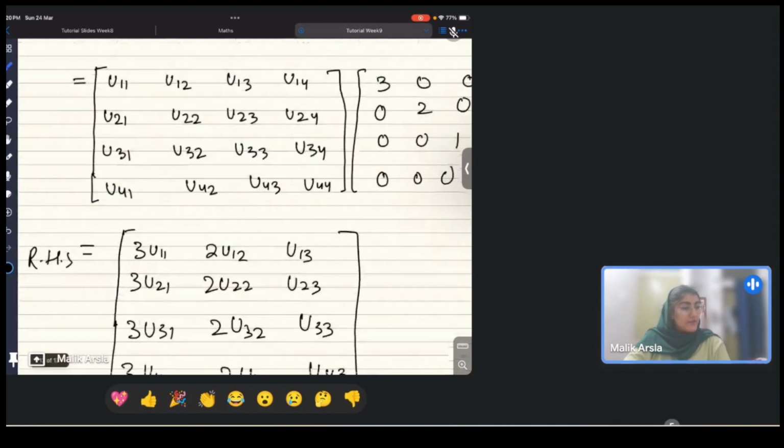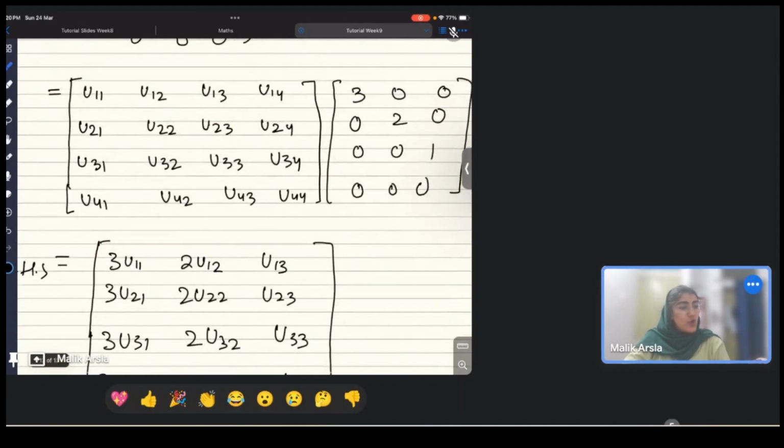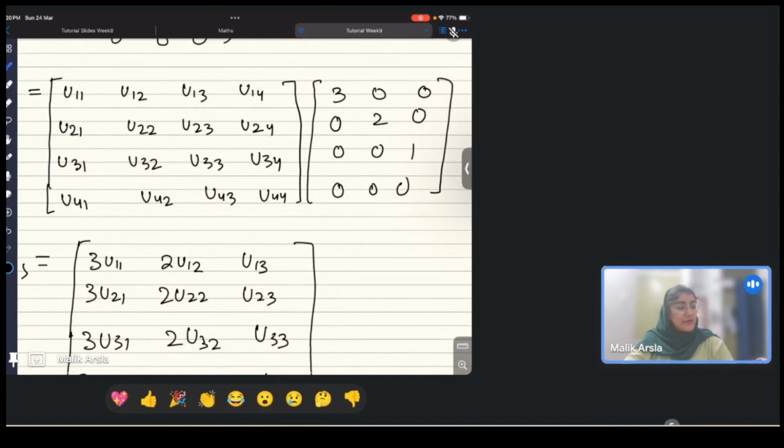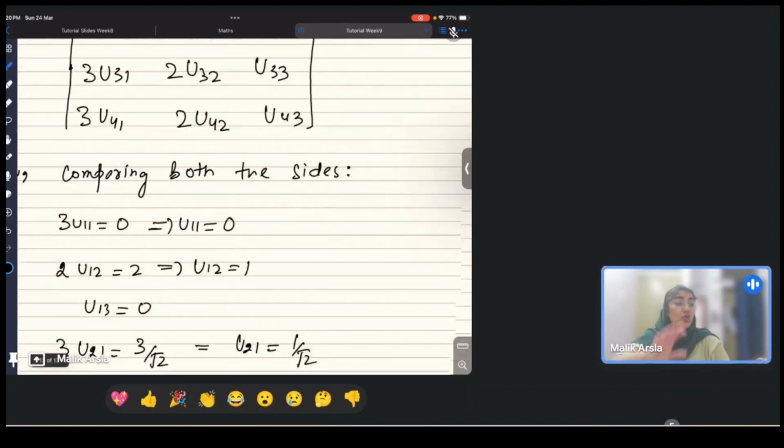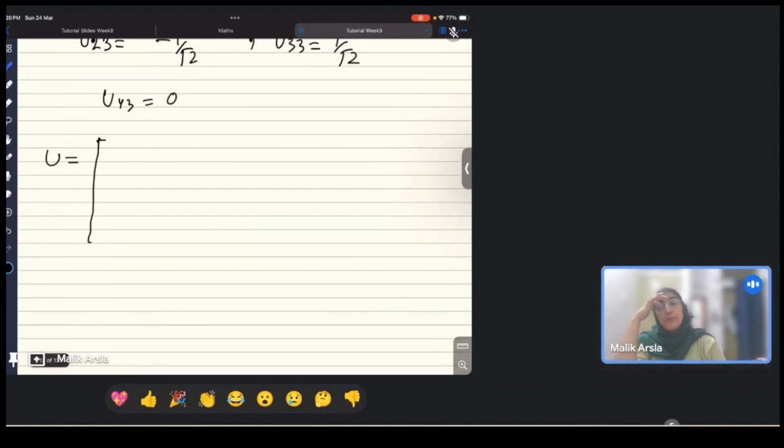Because see, in this RHS, what happened? The fourth column was multiplied with zeros and all the entries were gone. So the fourth column we have not gotten at all. Okay, so how do we find the fourth column? The fourth column is entirely gone.